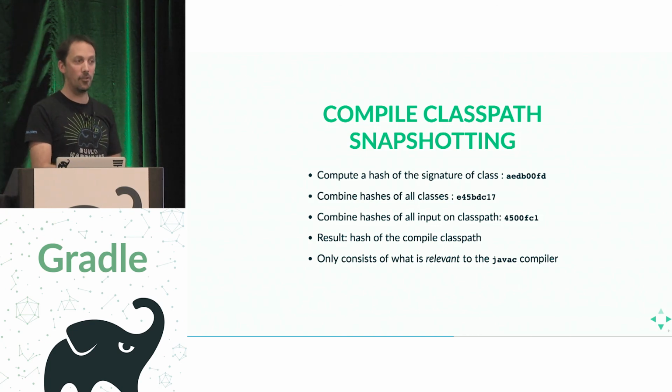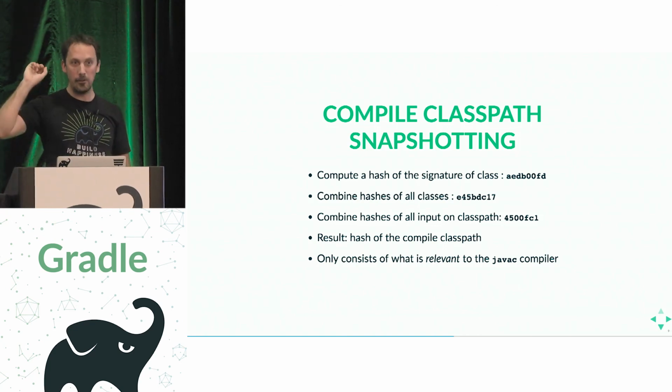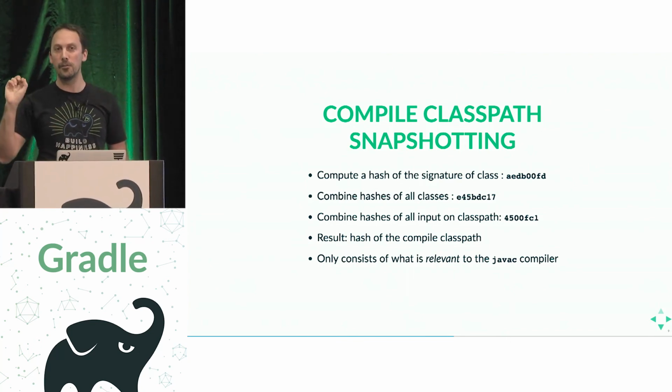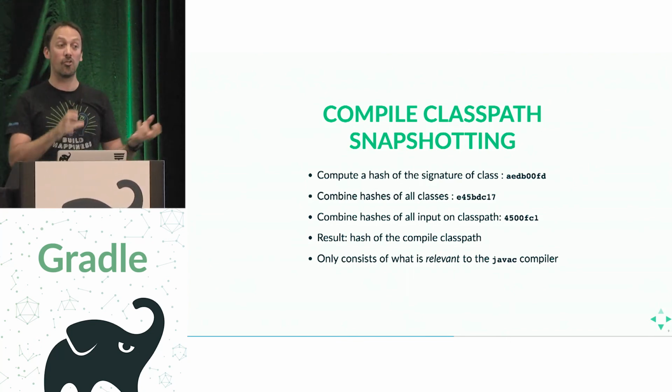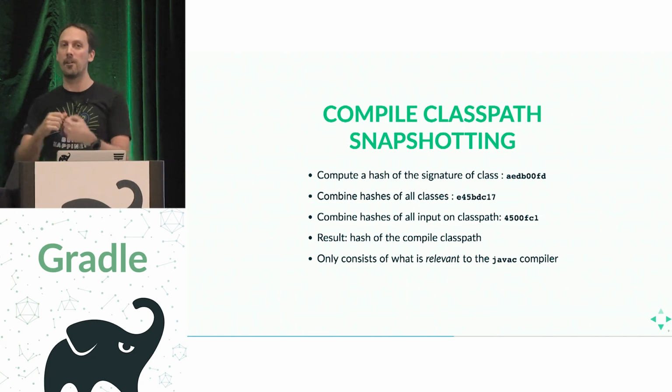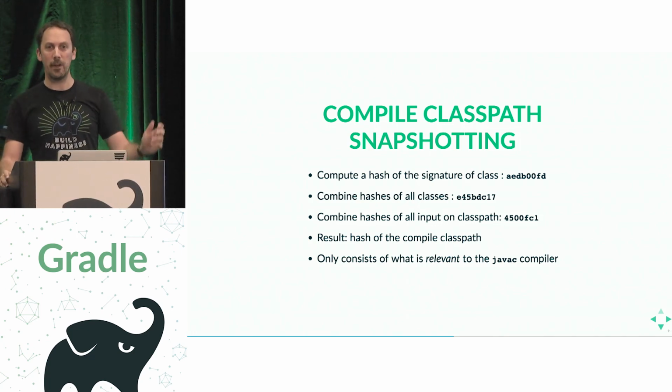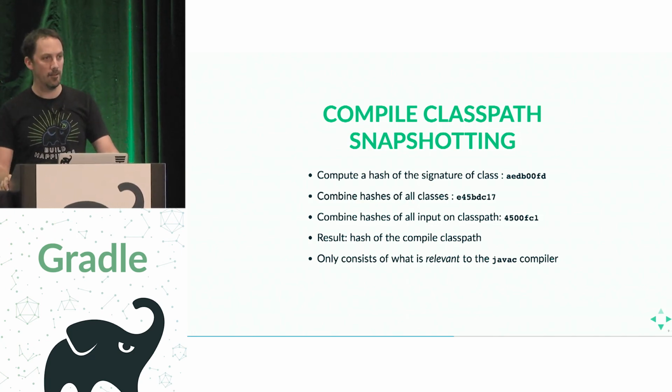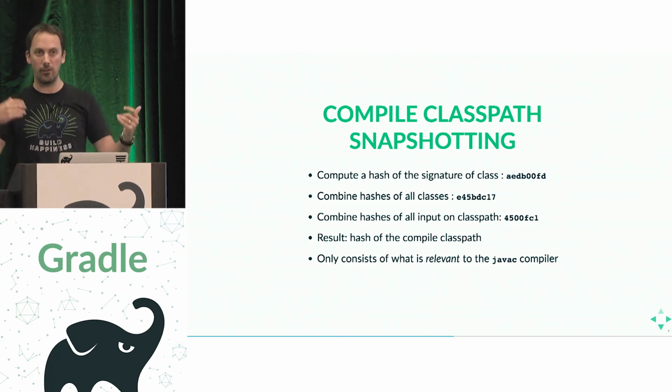And in particular, if you change an implementation detail, you add a comment in your source file, you change the order of the methods, you change the body of the methods, you change local variable names, the compiler should not care about that. It doesn't have to. So the signature is going to be exactly the same.